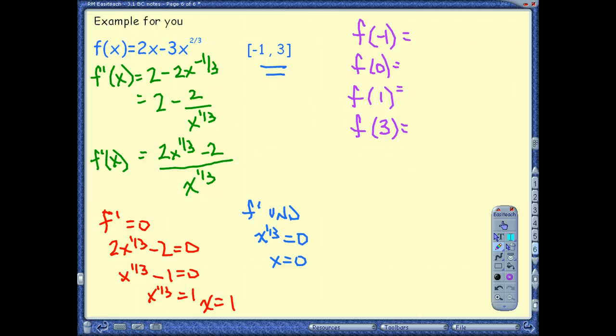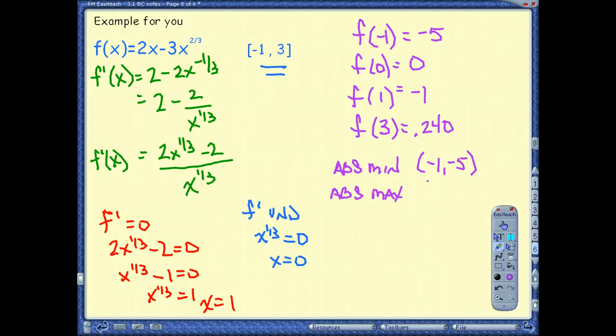When I plug in -1, I get -5. When I plug in 0, I get 0. When I plug in 1, I get -1. When I plug in 3, I get a decimal. Make sure you take your decimal to 3 decimal places. I have an absolute min at -1, -5. I have my absolute max at 3, 3.240.